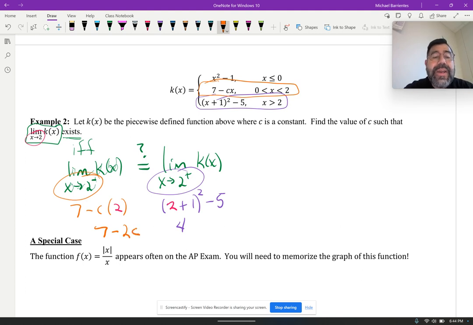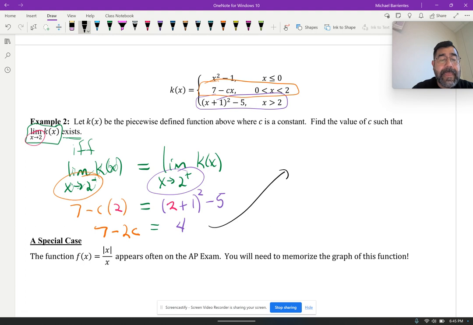Well, the only way for me to take this question mark away, and the only way for me to make that limit exist, is to force these two sides to equal each other. And now I've created a little equation there that we can solve. So 7 minus 2c equals 4. How do I solve that? You solve it algebraically, however you'd like.